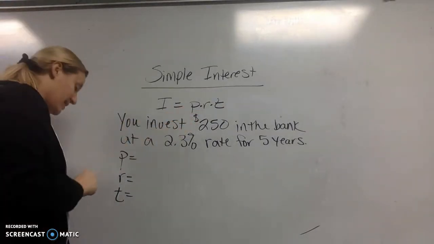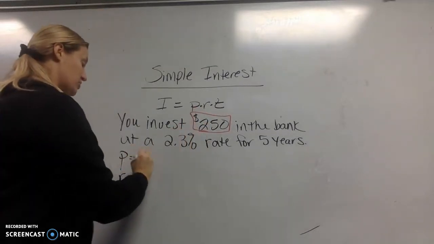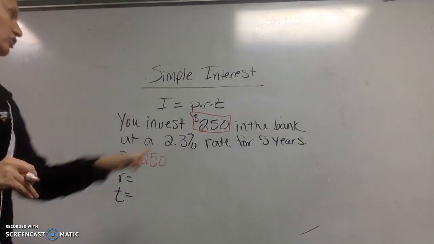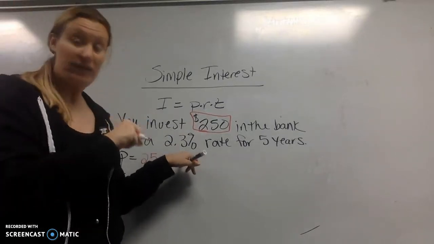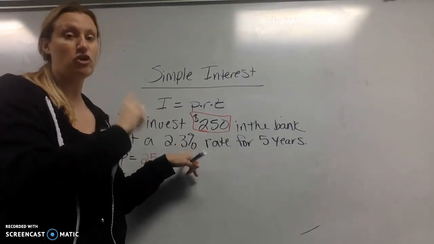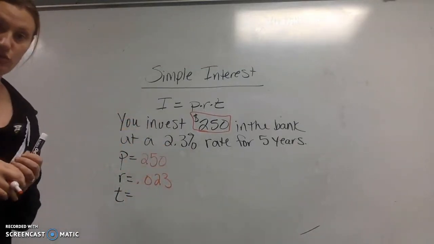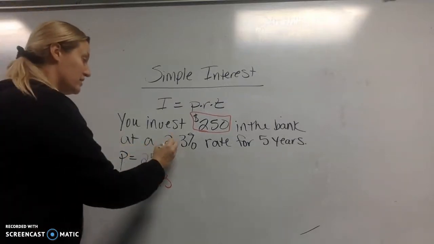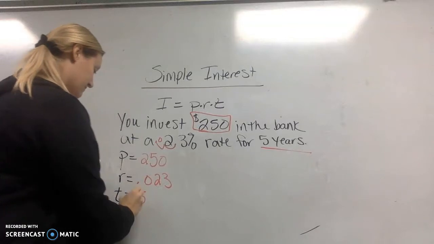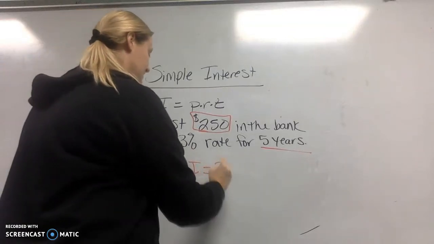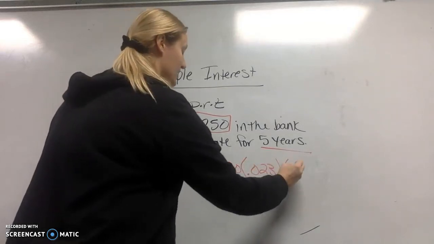So principal is, again, your original amount of money, the amount of money invested, which in this case is the $250. R is your interest rate, but you need to change that percent to a decimal. We are not going to plug 2.3 in for R. We're going to change that to a decimal and plug in 0.023. We move that decimal point to the left 2 places. And then finally, our time in years is 5. So our interest is equal to $250 times 0.023 times 5.